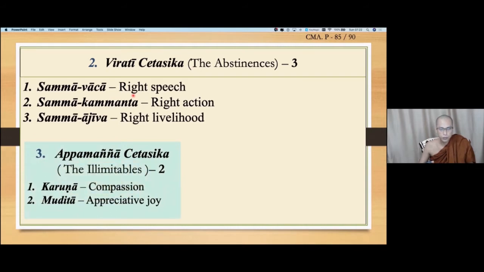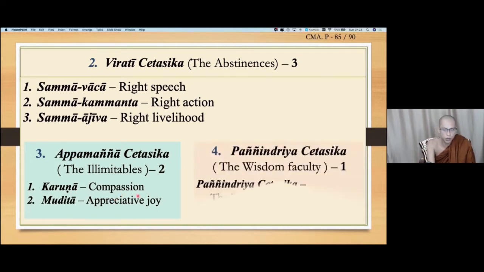And then another group, the appamanna cetasika. These are the illimitables, 2 in number. Illimitable means no limit. Why they are illimitable, we will learn. But now, just focus on the names, Karuna and Mudita. Very good words. Karuna is compassion and Mudita is appreciative joy. Try to remember both the Pali and the English. So Karuna is compassion and Mudita is appreciative joy.